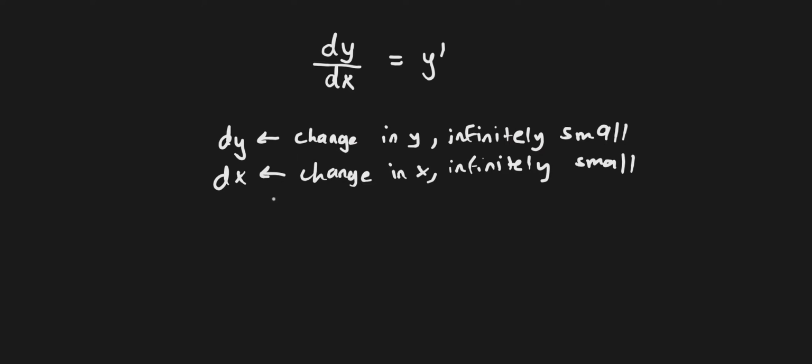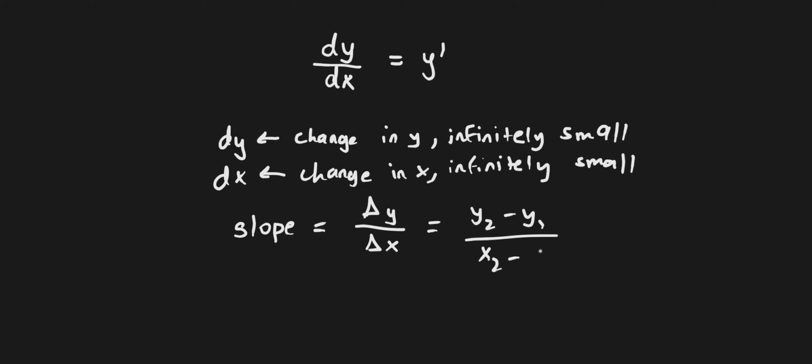Now, dy by dx is basically a change in y that's infinitely small over a change in x that's infinitely small. What does that mean? Well, you probably know the slope formula. The slope of a line is equal to delta y over delta x. This looks a lot like delta y over delta x, doesn't it? Well, that's because it kind of is. Delta y over delta x is for a slope of a line that has 2 points, right? We've seen this before as y2 minus y1 over x2 minus x1, or we can also do y1 minus y2 over x1 minus x2. This is because we have 2 points.